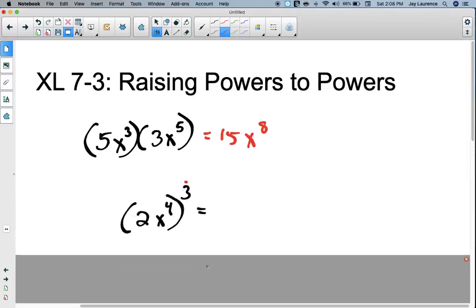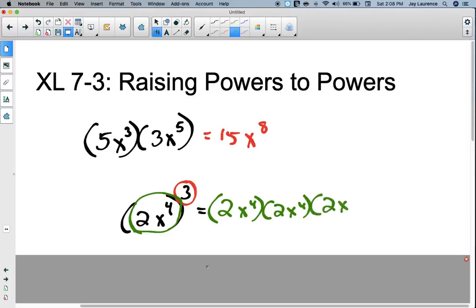Well, the question is, we have to ask ourselves, what does this mean? This 3 here means that there are 3 of these being multiplied together. So we have a 2x to the fourth times a 2x to the fourth times a 2x to the fourth. Well, now it's just a multiplication problem. It wasn't before. It was a power raised to a power, but I transformed it into a multiplication problem.